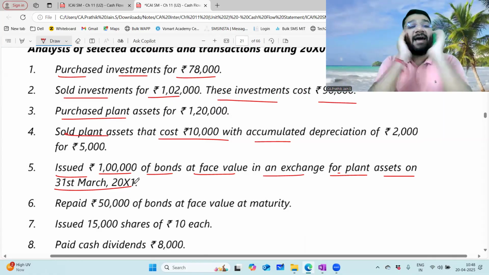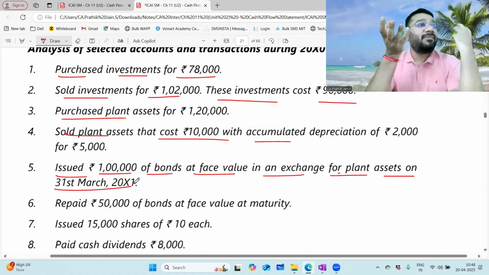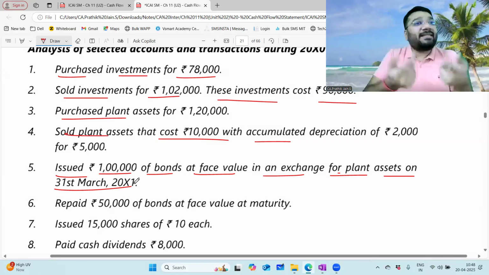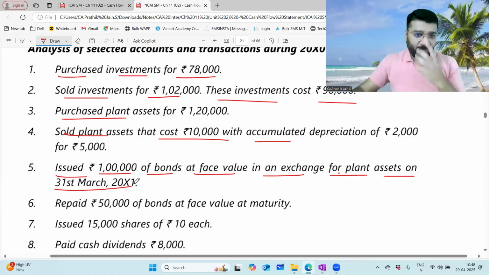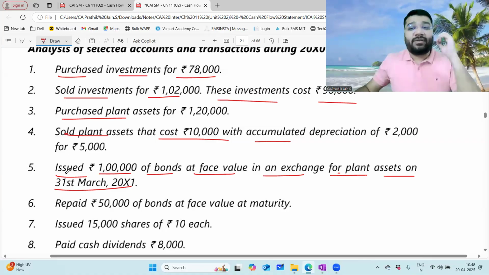Correct. So basically I have purchased an asset. What asset? Plant. Not money plant, not tree plant. Plant means machineries. I was supposed to pay money in cash, but I said I'll not pay in cash, I'll issue bonds. What is the journal difference?